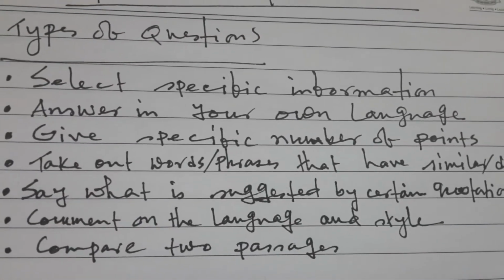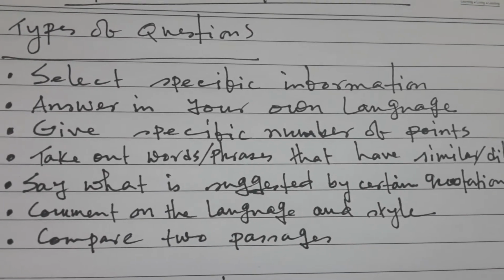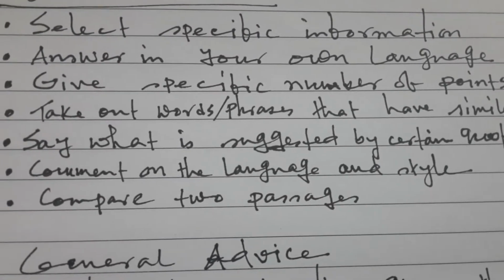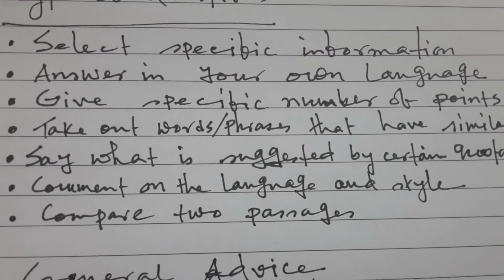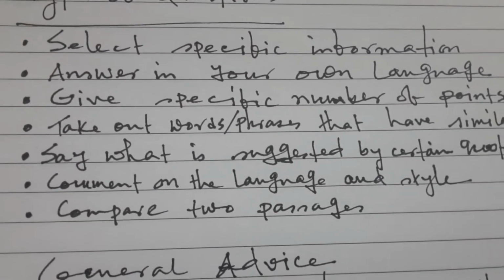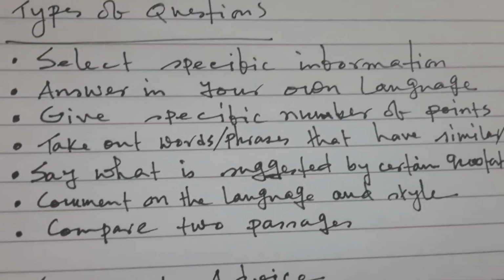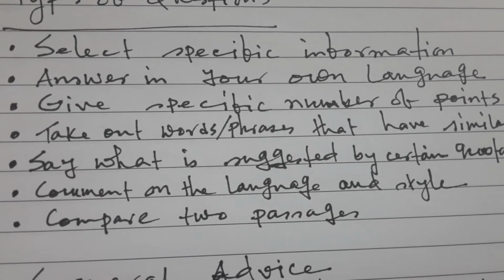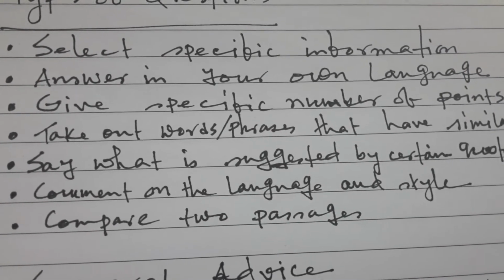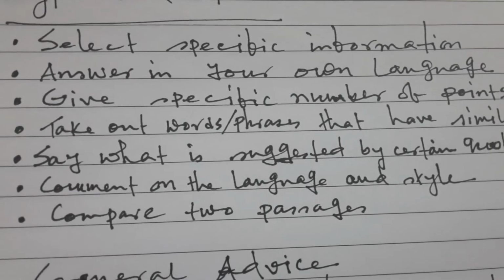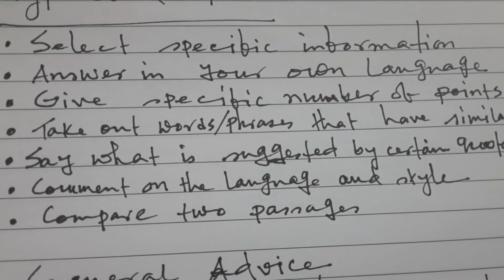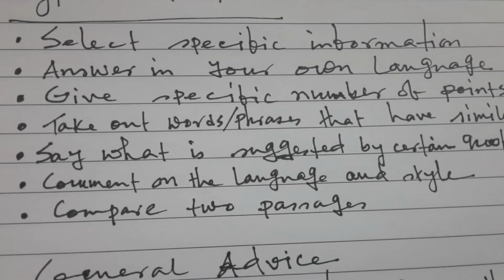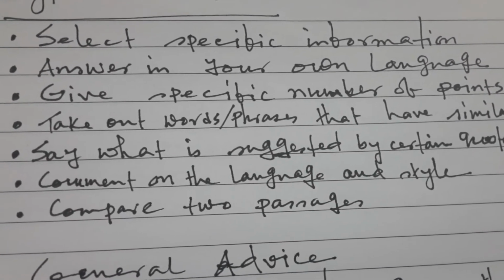So first, let's see what types of questions they usually set. If you can follow my handwriting, that might be helpful. The first type: select specific information from the text. These are usually easier questions, like how many times did the writer say no? The text says 3 times he said no. So that's specific information.